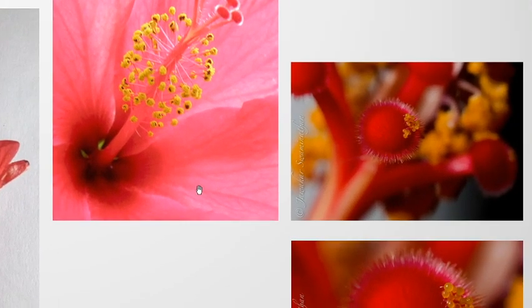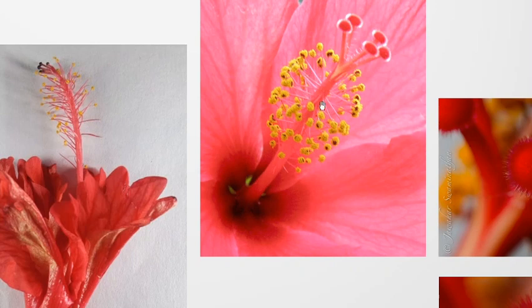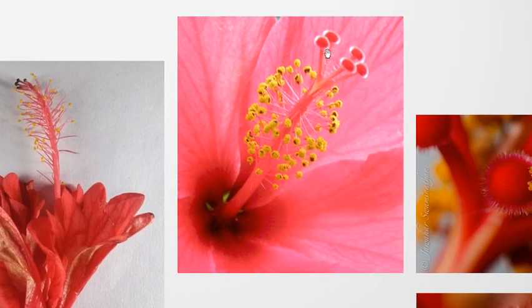We see that in the case of a hibiscus plant, the hibiscus contains anthers, these yellow grain-like parts, and these top parts, pink colored ovals, are actually the stigma of the hibiscus flower.